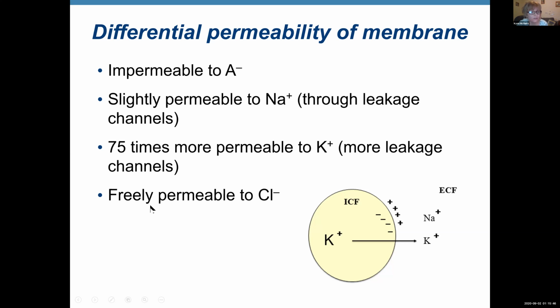Now it's also freely permeable to chloride. Because it's freely permeable and can move in and out, we can also kind of ignore it. Now, if you look over here, it's impermeable to A minus, that means proteins. So inside the cell, we have lots of proteins, right? So here's a protein, here's a protein. And proteins, they are negatively charged, right?